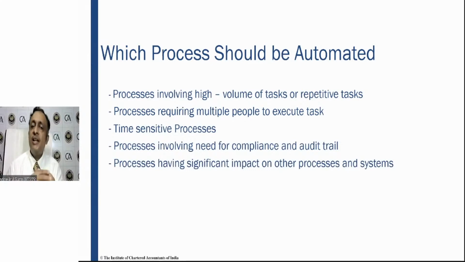Then processes requiring multiple people to execute. If many people do the same job, an error by one can affect the other person also, so there you can think of automation to reduce the possibility of multiple errors creeping in. Time sensitive: those jobs which have to be done in a very specific time frame. Processes involving a need for compliance and audit trail. Yes, a lot of automated audit tools and audit trail tracking systems are there now. Processes having significant impact on other processes and systems. We have already talked about this, which creates the idea of an integrated system.